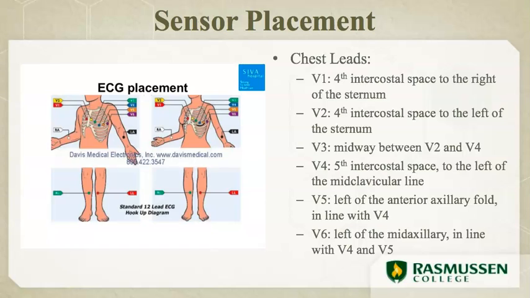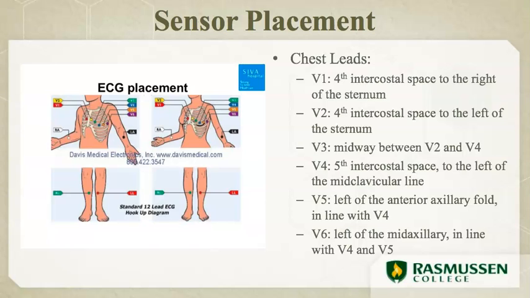The abbreviations are RA for right arm, RL for right leg. This sensor serves as an electrical reference and does not actually get used in the recording. You have LA for left arm and LL for left leg, and then you have numbers V1 through V6.